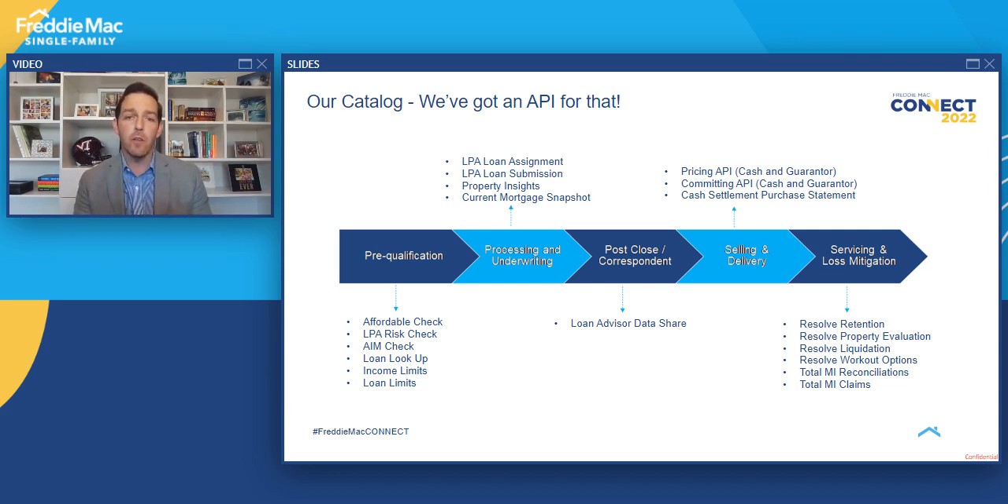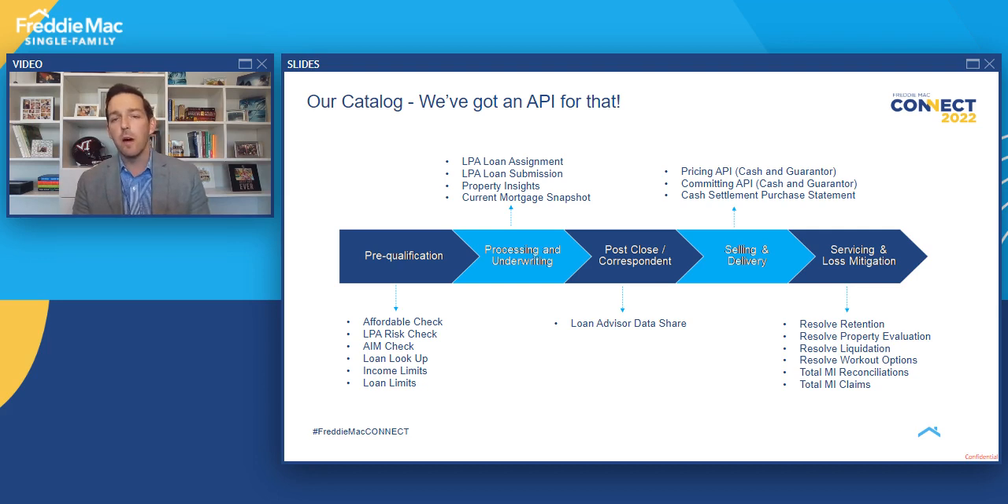So if you're an aggregator and you need to QC some of the loans to understand how they fit in from an income perspective, or if you're trying to source low income or very low income purchase loans, then the income limits could be a good fit there as well. So let's go ahead and move on to purchase processing and underwriting.